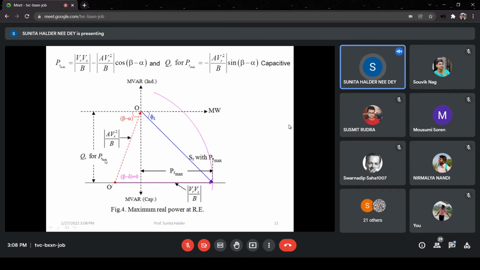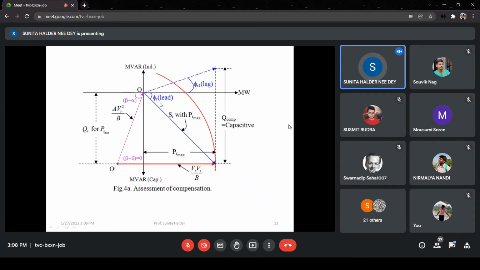So actually here I wanted to say that ideally, if you want to transfer this power PR max, you need this much of Q. But a load with leading VAR never happens in a power transmission system. Generally, the same load is required, but with some lagging VAR. But the same load with lagging VAR is not possible to supply.